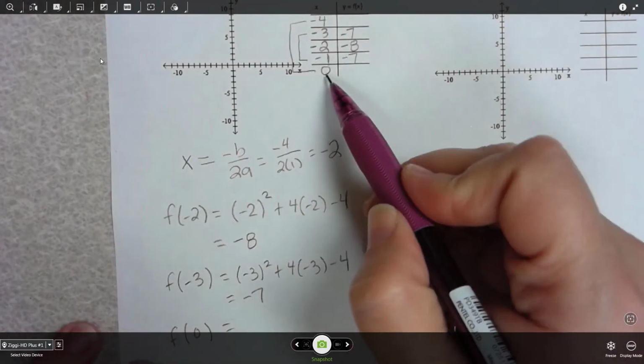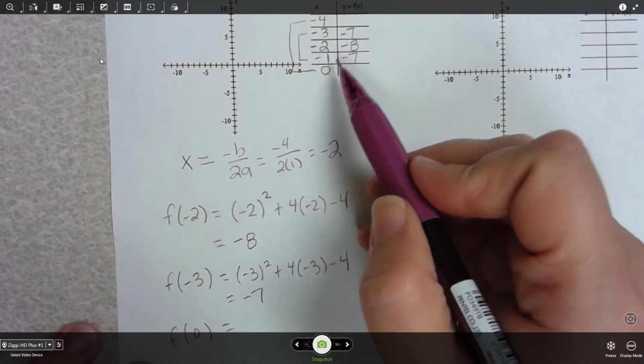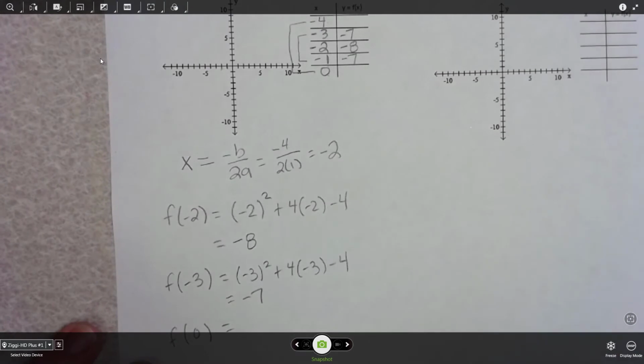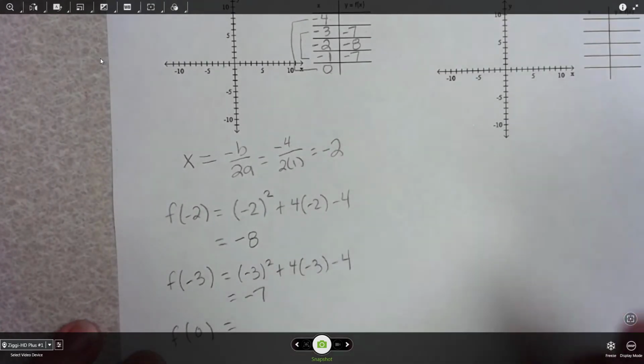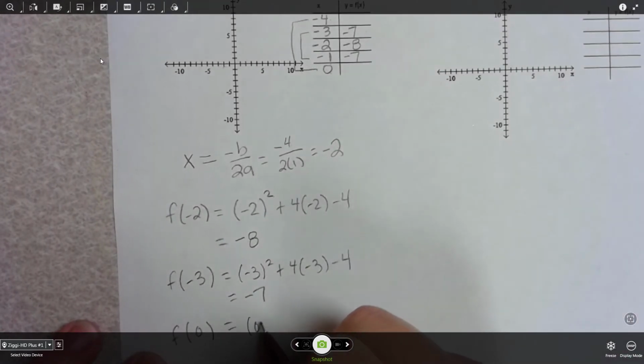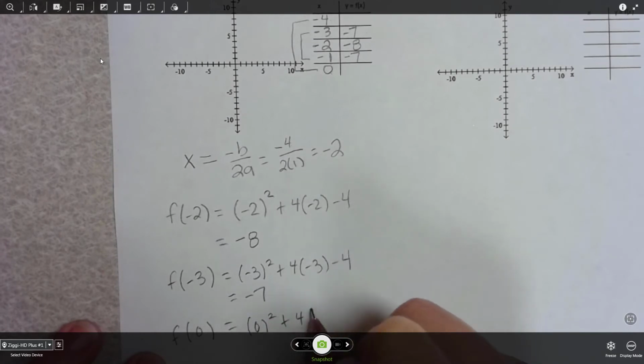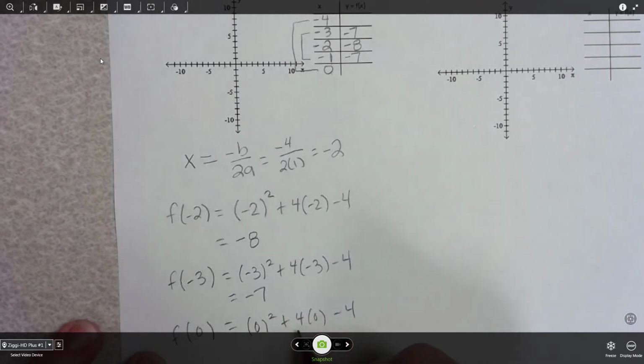Alright, lastly I'm going to plug in 0, and you can do either -4 or 0, it doesn't matter which one, they should have the same y value, but it just seems that 0 would be easier. Alright, so 0 plus 0 minus 4 would be -4.